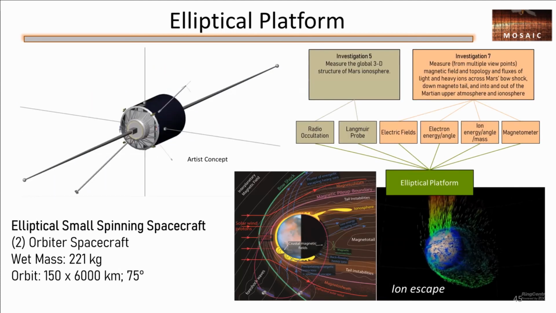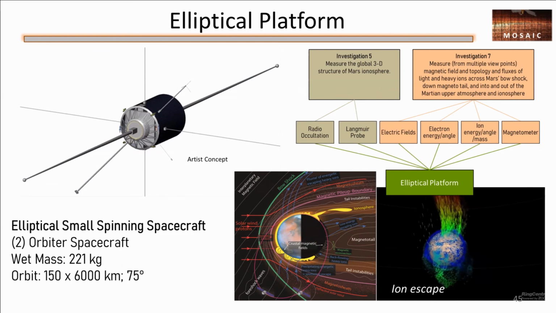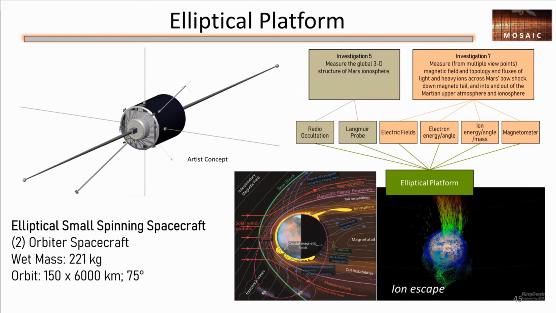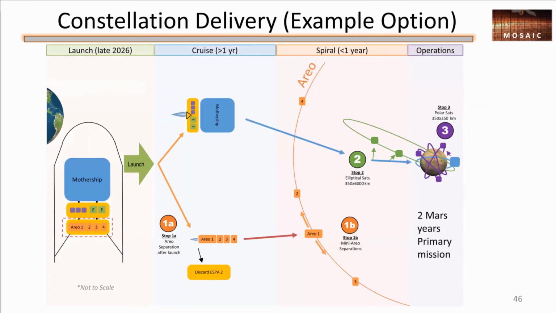And lastly, the Elliptical Platform. This is a small spinning spacecraft. The best analogy is probably the 5 identical spacecraft Themis mission. It's been orbiting Earth and now the Moon for a decade or so. And so here, this allows us to get close enough to the planet to measure the ionosphere and the ion precipitation and escape regions in situ, but also cross the important plasma boundaries to understand how the global structure of the magnetosphere changes with changing upstream conditions.